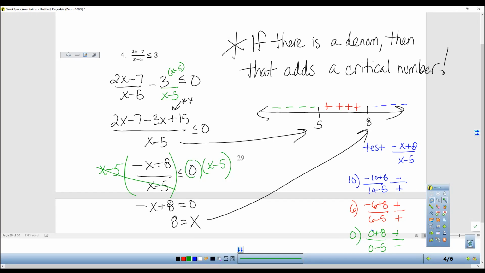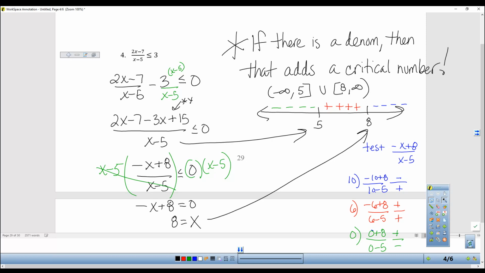So this question was, where is this whole thing less than 0? Where is it negative? The final answer would be from negative infinity to 5, but I get to use brackets this time because it's or equal to, union 8 to infinity.